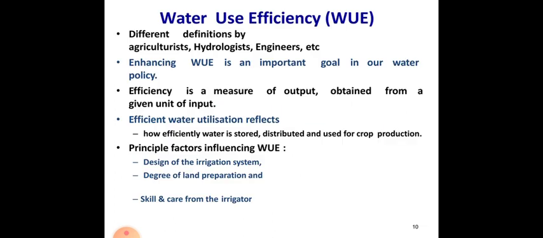Now we will discuss the water use efficiency in detail. There are different definitions by agriculturists, hydrologists, engineers, etc. Enhancing water use efficiency is an important goal in our water policy. Efficiency is a measure of output obtained from a given unit of input. Efficient water utilization reflects how efficiently water is stored, distributed, and used for crop production. Principal factors influencing water use efficiency: design of the irrigation system, degree of land preparation, and skill and care from the irrigator.